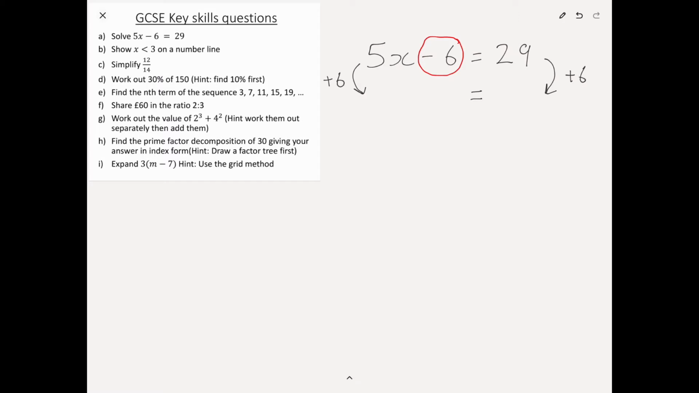Now, the reason we've done that is to get rid of the minus 6, so we're just left with 5x here. And on the right hand side of the equal sign, we've got 29 add 6, we get 35. Now, we need to get rid of this 5x, we only want 1x. To get from 5x to 1x, we need to divide by 5. And anything we do to one side, we've got to do to the other side, so we divide by 5, and 35 divided by 5 gives us 7. So x equals 7 is our answer. We've solved that equation. We found the value of x.